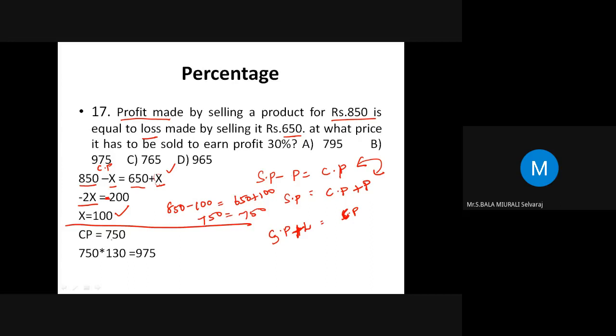Okay. Cost price is 750. That we got here. Correct. Now they are telling you to make a profit of 30% on the cost price. So 750 into 130%, or you find 30% of 750 and add it to 750, you will get 975. Is it clear? Yes, sir.